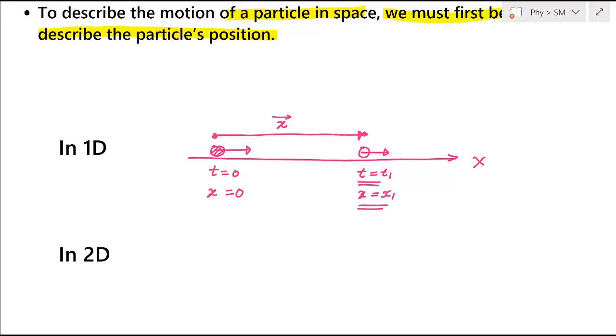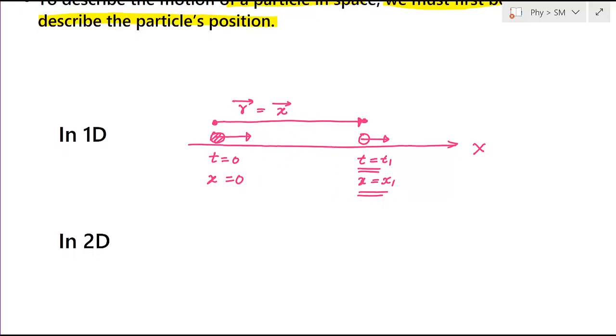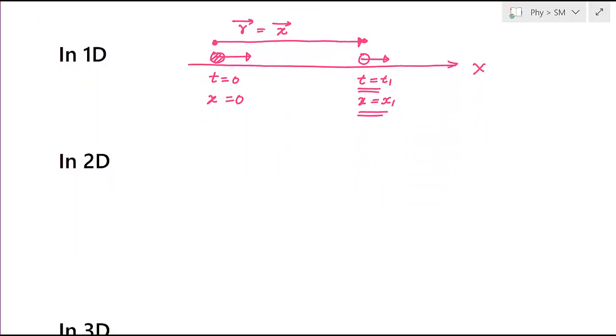So generally we denote position vector with symbol r, and the arrow sign on top of the letter denotes that this is a vector. So position vector in this case has only one component, the x component.